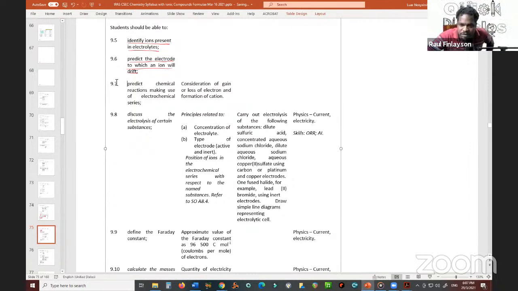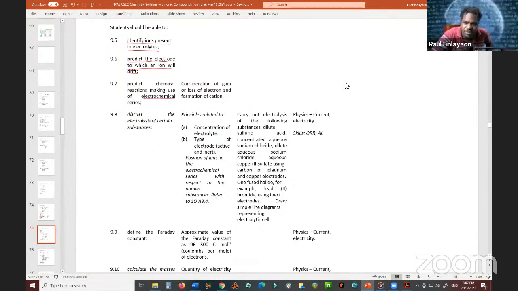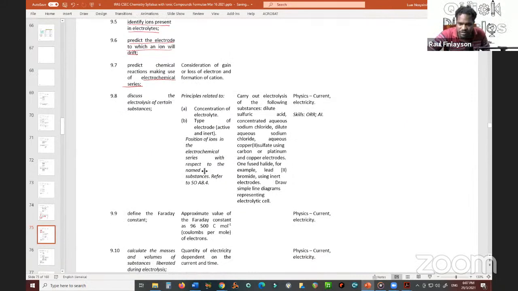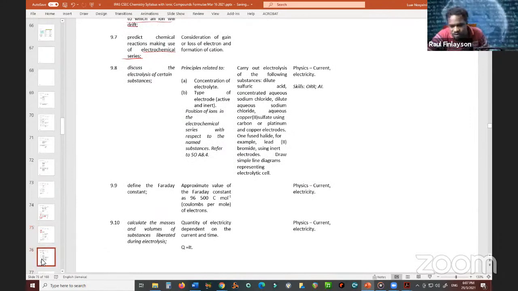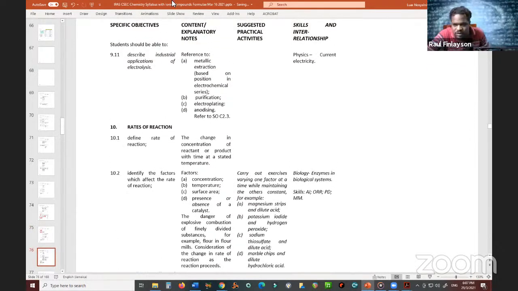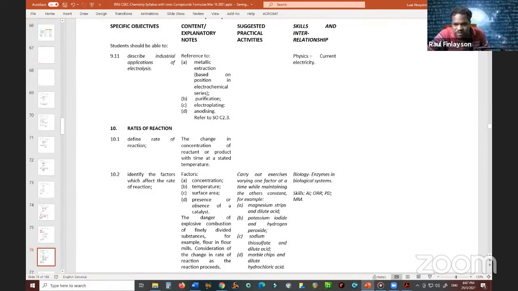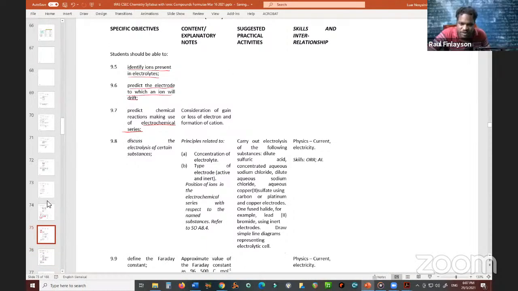Here is 9.7, which says predict the chemical reactions by making use of the electrochemical series. All right, that brings us to our revision, guys. So what we are actually doing... whoa, this is a very big topic. Look at that, actually 10 objectives if you check it out. 9.10 here, and possibly a 9.11. So electrolysis is huge, guys, very huge.